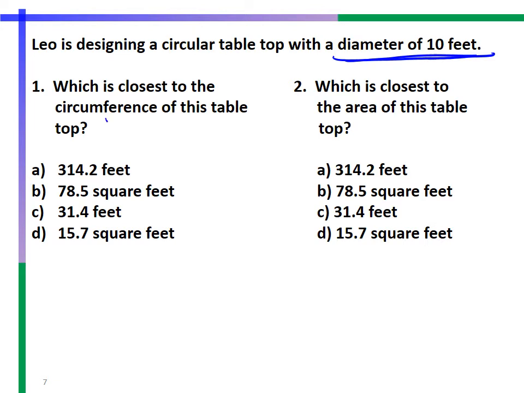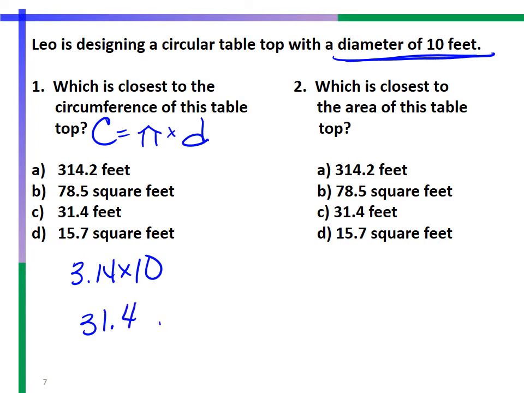So number one, we know that circumference is equal to pi times diameter. So I'm going to do that math. I'm going to do 3.14 times 10. And when I go ahead and do that, it gives me about 31.4 feet. And option number C is the closest.